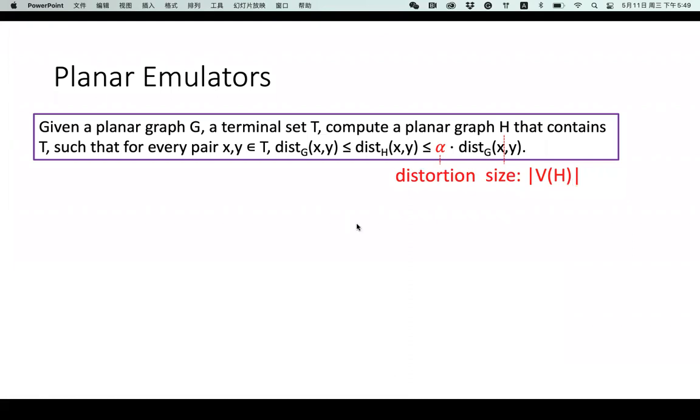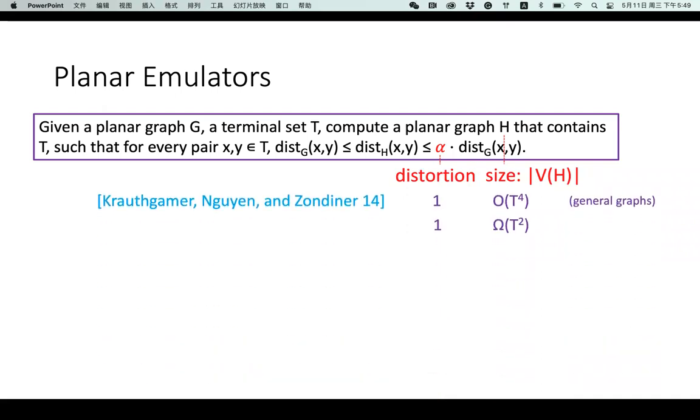So ideally, we want the distortion to be as close to 1 as possible, and the size to be as small as possible. And the previous work studied the trade-off between these two quantities. So let's look at some previous results on this emulator construction. The previous work by Krauthgamer, Nguyen, and Zondiner focuses on the case where the distortion has to be 1. So we are only interested in the output graph exactly preserving the distances between terminals.